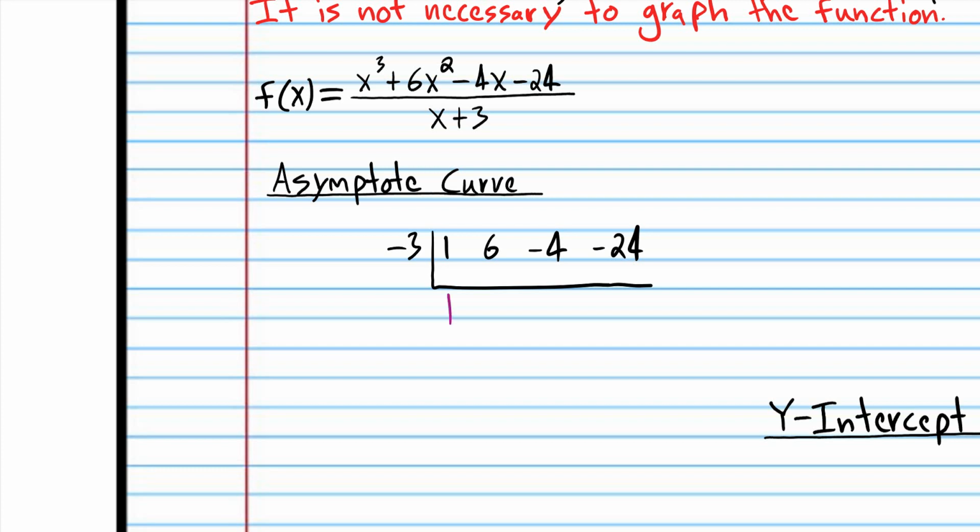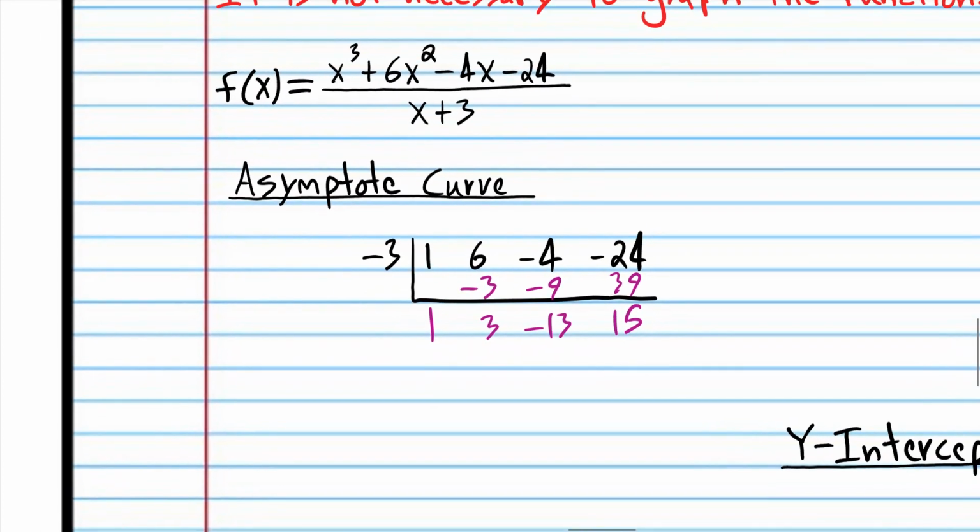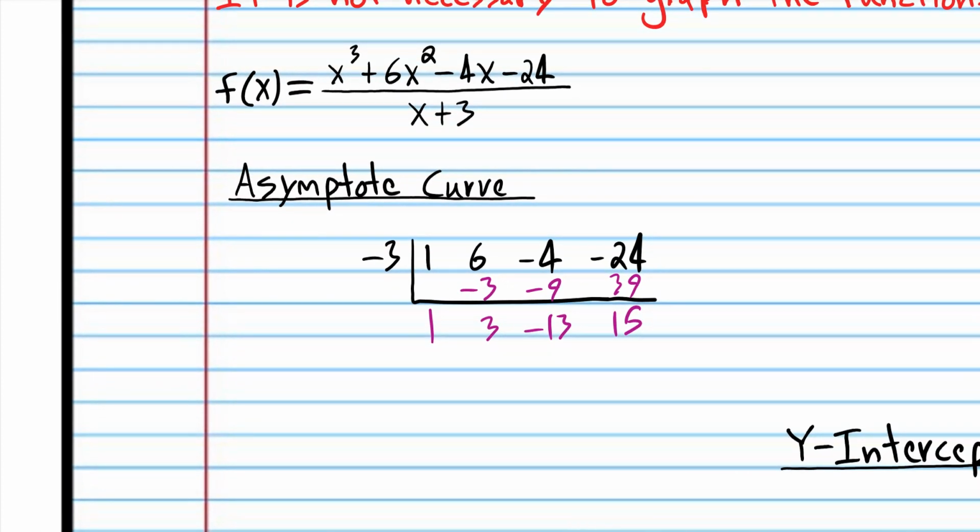So let's bring down the 1. That's the first step. Multiply these, you get -3. Add these, you get 3. Multiply these, you get -9. Add these, you get -13. Multiply these, you get +39. Add these, you get 15. Now notice that our remainder is not 0. That's okay because there's nothing that suggests that it should be 0. Let's just double check to make sure we got the right numbers there. Everything looks right.